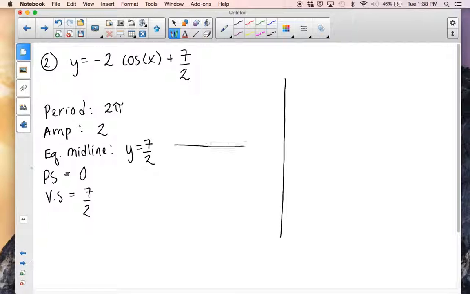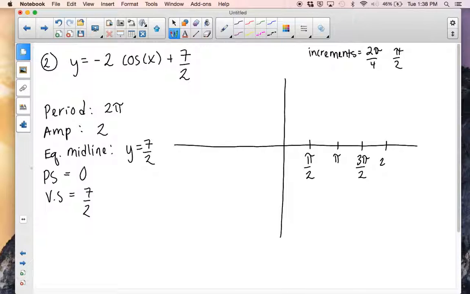Okay, so coming over here, period is 2 pi. If I take 2 pi and divide it by 4 to get my increments, you get pi over 2, and that's why we're going to number by pi over 2, and it tells us to use radians, so pi over 2, 2 pi over 2, which is just pi, 3 pi over 2, 4 pi over 2, which is 2 pi, negative pi over 2, negative pi, negative 3 pi over 2, and negative 2 pi. Now, the new midline is 7 divided by 2, which is 3 and a half, so I'm going to put in my new midline here.